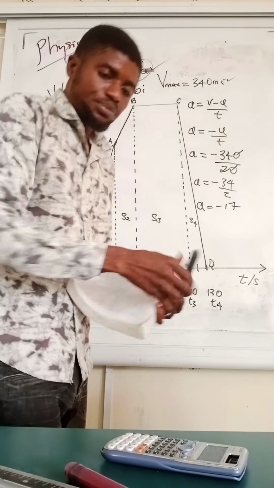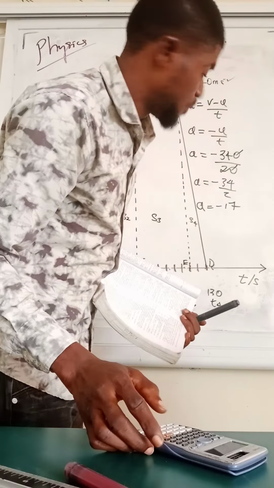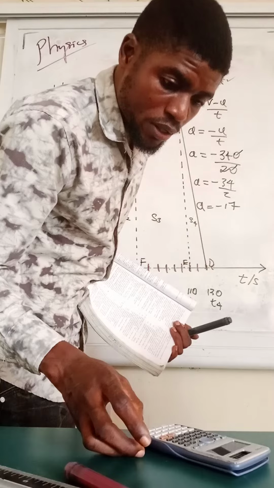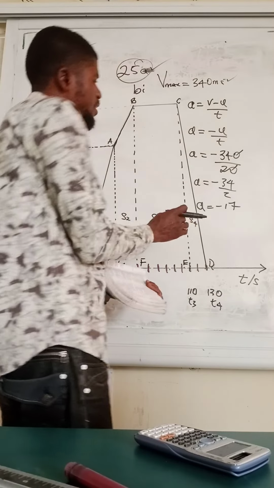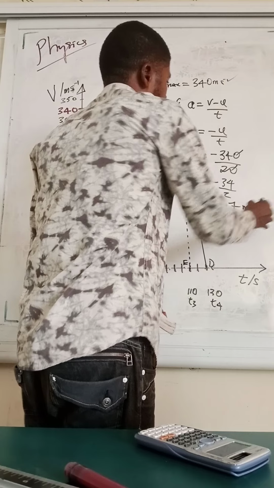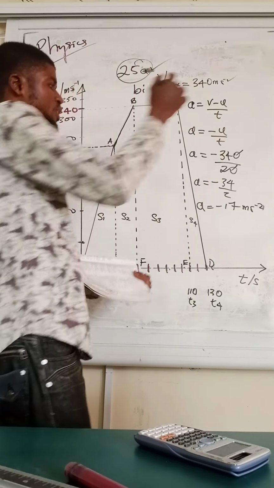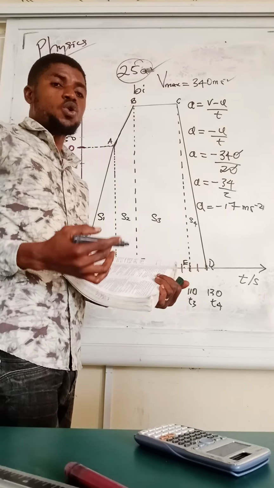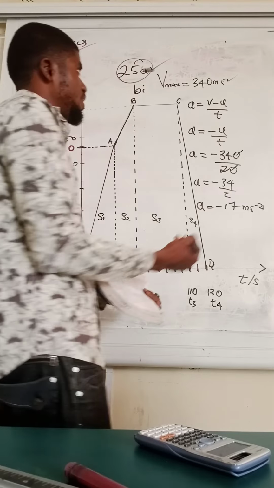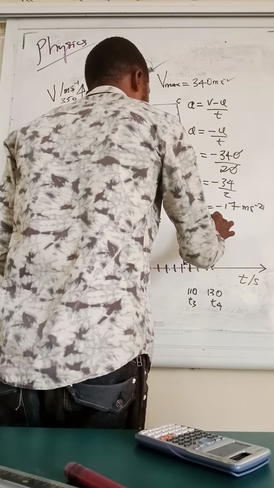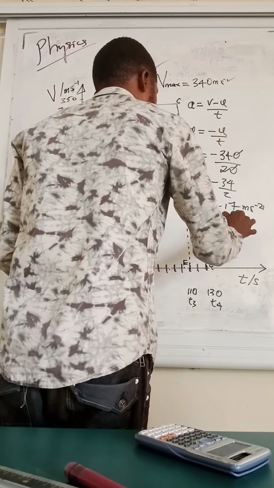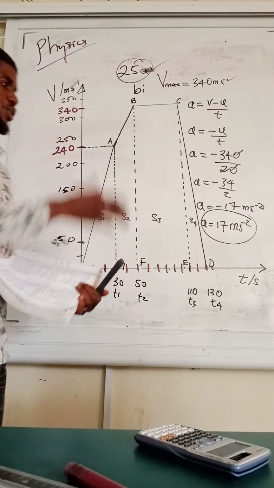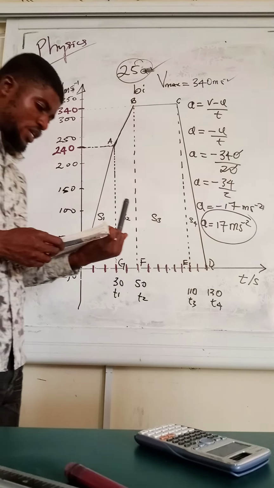Let me confirm that. 340 divided by 20. Yes, I was correct. But we can't put minus 17 there. No, that minus is simply telling us that this is retardation. So the ideal way of writing this is retardation A is given as 17 meters per second square. This is our retardation. You can quickly screenshot as I solve the next question.